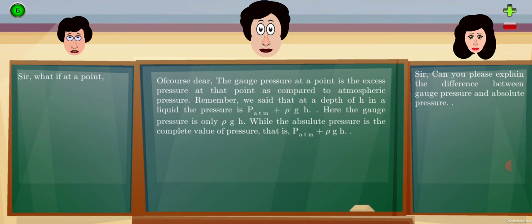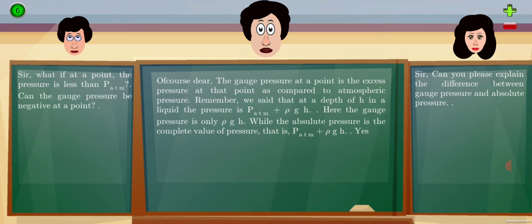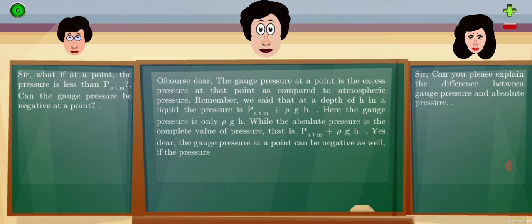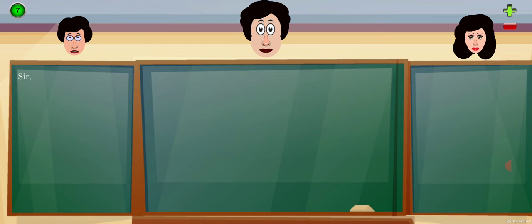Sir, what if at a point, the pressure is less than P atm? Can the gauge pressure be negative at a point? Yes, dear, the gauge pressure at a point can be negative as well, if the pressure is less than P atm. Now, John, do you have any questions? Sir, can you explain Archimedes' principle? Well, before I answer, let's see if Ria can tell us about Archimedes' principle.